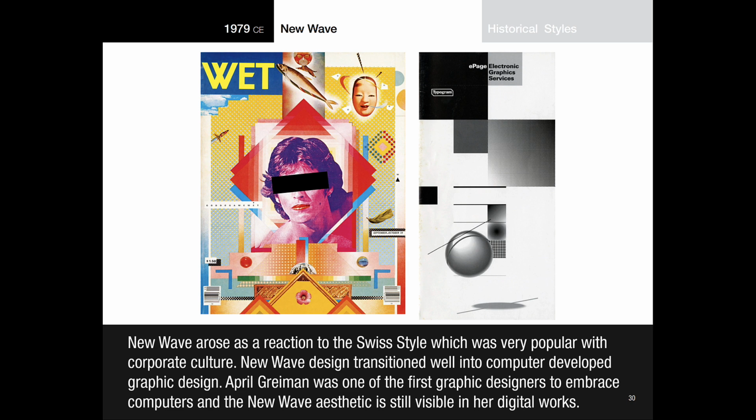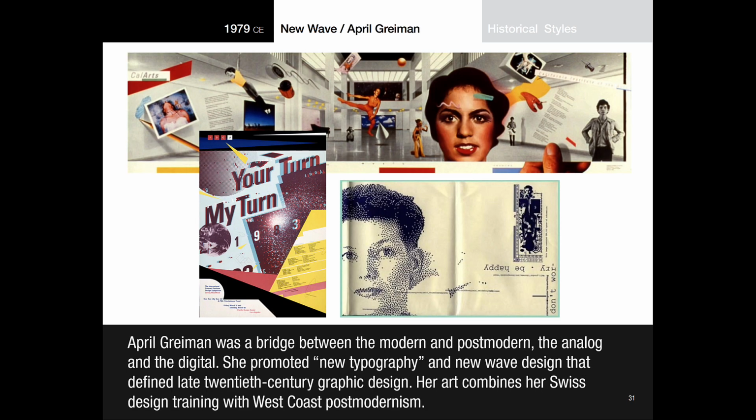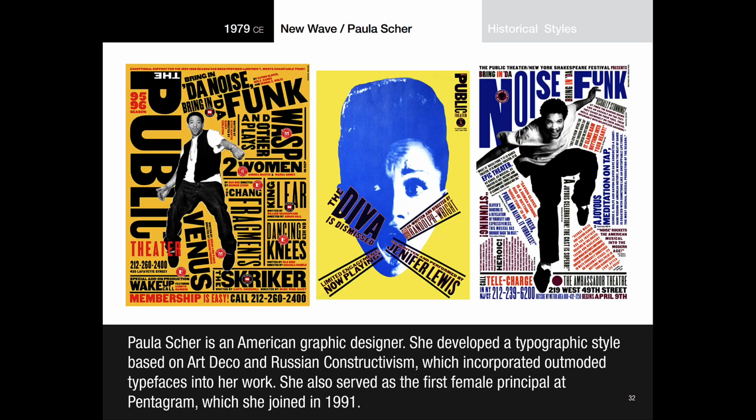Now, in 1979, they did not have Adobe, so some of the effects maybe look pretty primitive to us. But most famously, she was head of the design department at CalArts up in Valencia, and the catalog you see up here on the top was considered groundbreaking at the time. Also on the East Coast of New York, one of the analogs to April Greiman was another American designer, Paula Scher, really famous for her work for the Public Theater of New York.